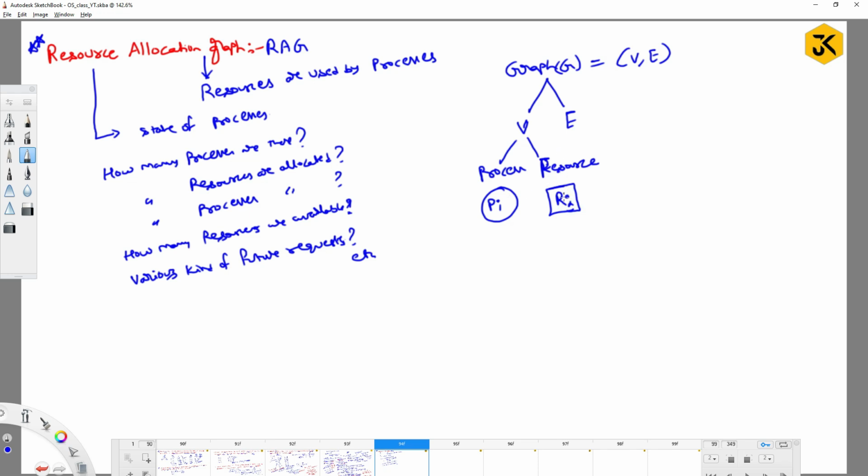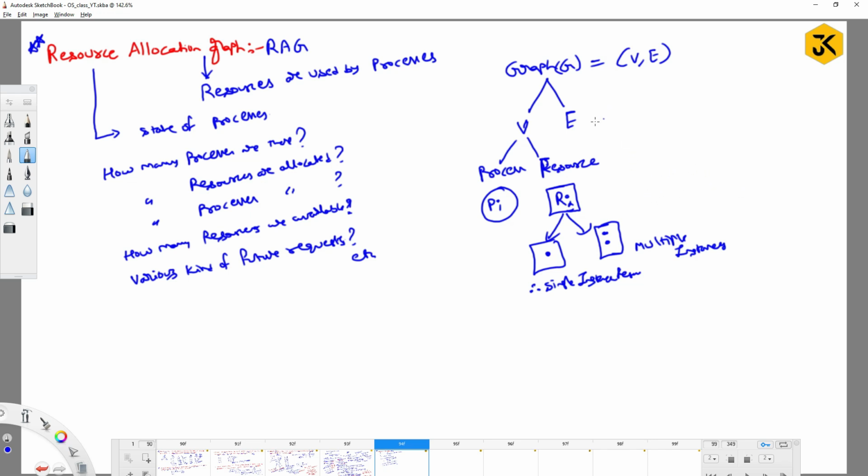Now here the resources can be single instance or multiple instance, guys. If I represent a resource with one instance, I can call it a single instance resource. Similarly, I can go with multiple instances. I can represent this as multiple instances. Okay, this is all about the vertices.